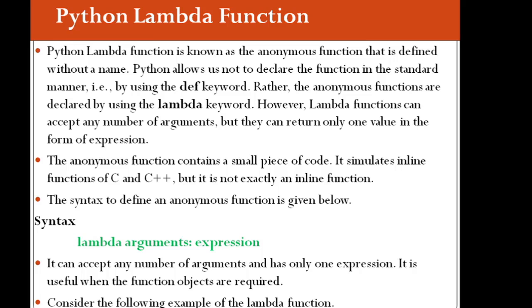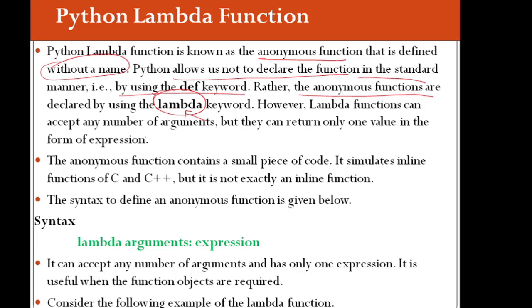Then anonymous functions, the Python lambda function. A Python lambda function is known as an anonymous function that is defined without a name. That's why it is an anonymous function, right? That's why we are defining it without a name. So Python allows us not to declare the function in the standard manner by using the def keyword. Rather, anonymous functions are declared by using the lambda keyword.